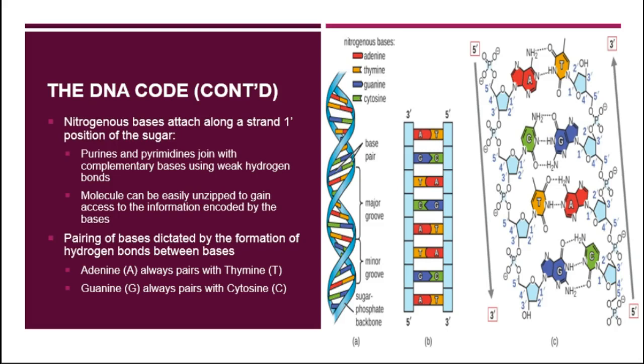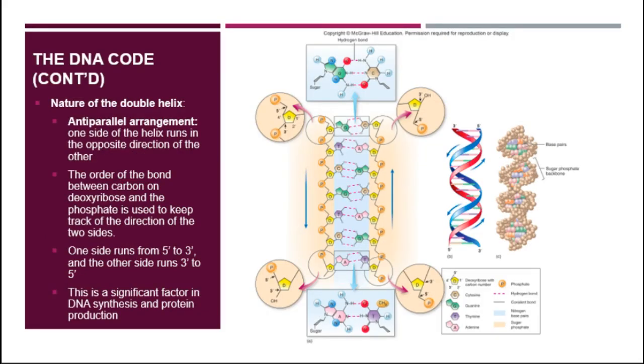The bases pair in very specific ways. So adenine is always paired to thymine, and guanine is always paired to cytosine. So if you know what the base sequence is for one strand, you can determine the base sequence of the other strand because these pairings are exact. They don't pair with any other bases.